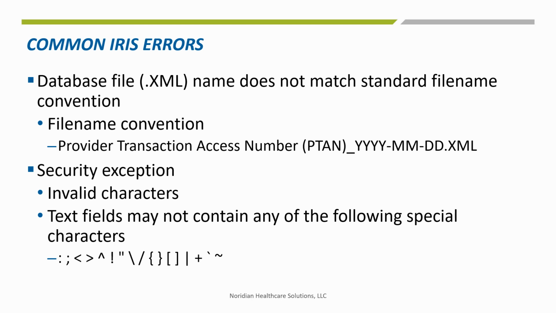An example would be if you have a 30-line IRIS file and line 40 contains a character. IRIS will pick up that character, which will then result in an error. Text fields may not contain any of the special characters listed on this slide. And similar to invalid characters, IRIS searches the entire file, so a special character anywhere within the file will result in an error.